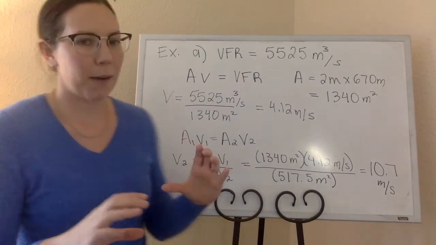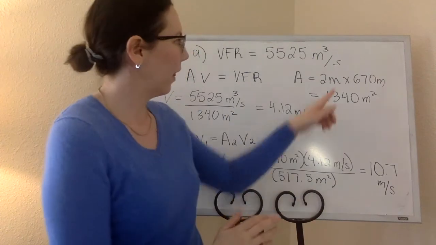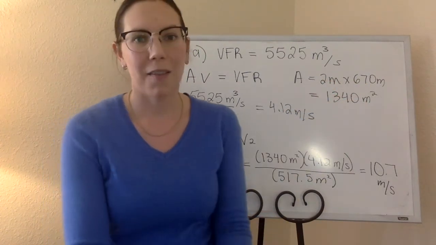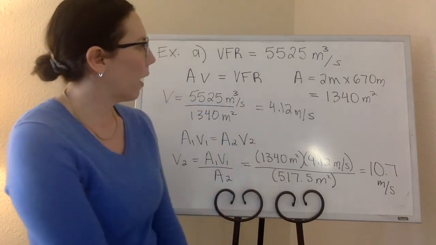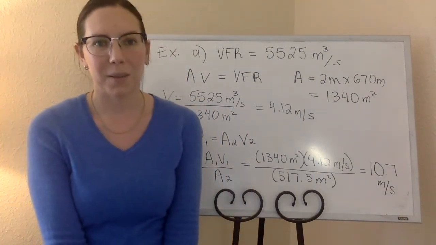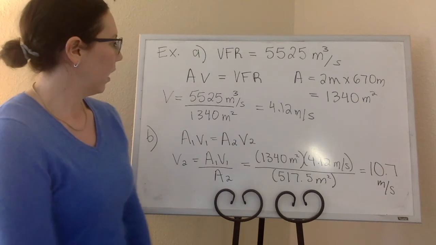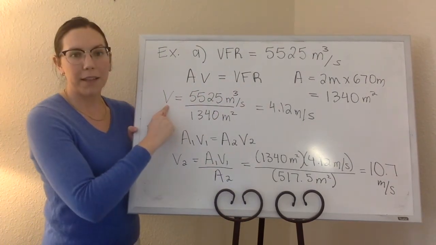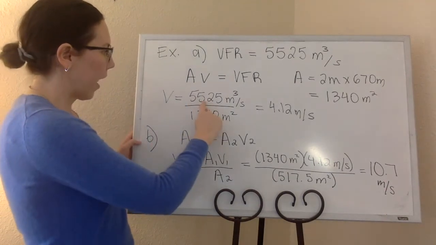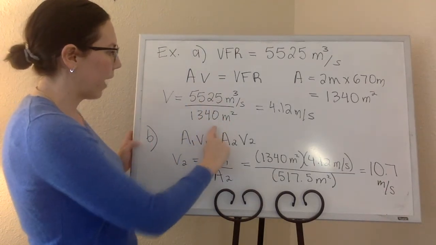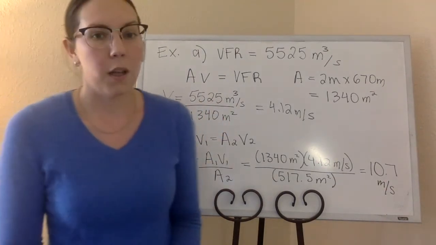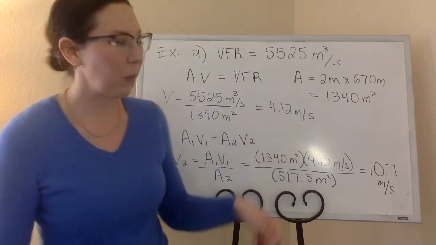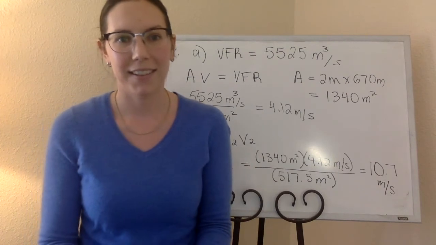Since this looks like a rectangular shape, we can do length times width to find the area. 2 meters times 670 meters gives 1,340 meters squared. Okay. So then setting Av equal to the volume flow rate, we can solve for that speed, which will be that number, 5,525, divided by 1,340 meters squared, giving a speed of 4.12 meters per second.